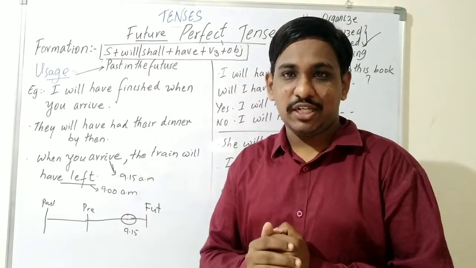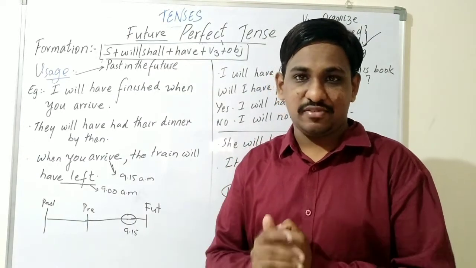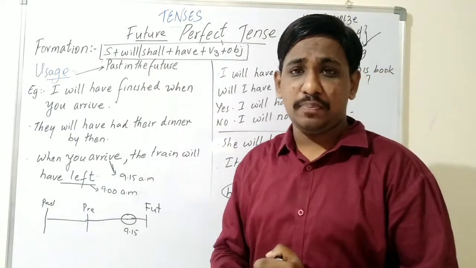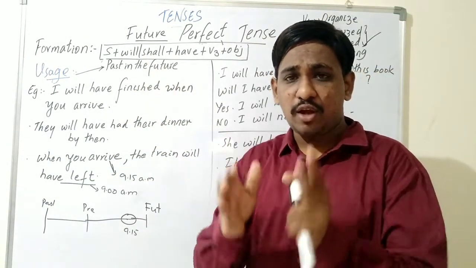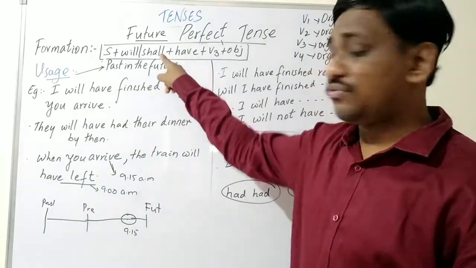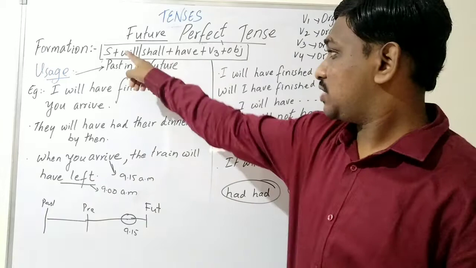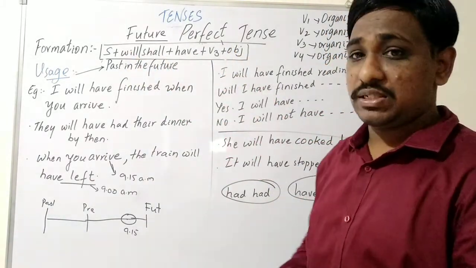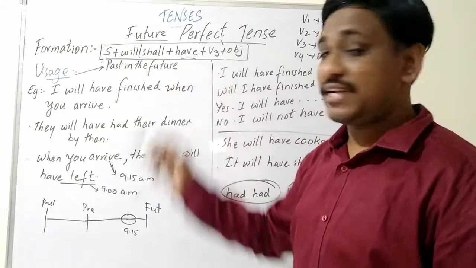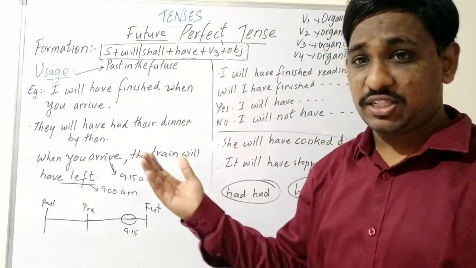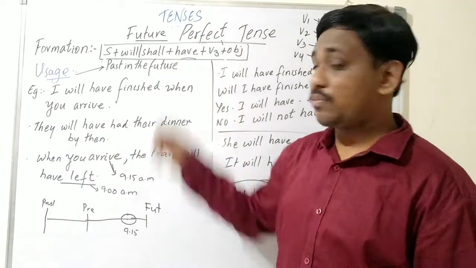So we are into future tense now. Future perfect tense. So let's see what is the formation of future perfect tense. We've already discussed that in every future tense there will be will and shall for the auxiliary verb. So subject plus will or shall plus have plus V3 plus object. So you get a new person added, have plus V3 plus object. V3 is common in every perfect tense. So this is the formation.